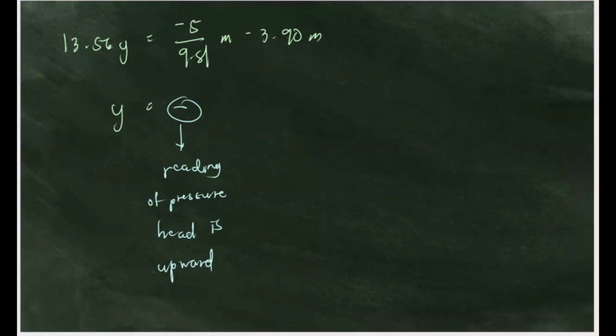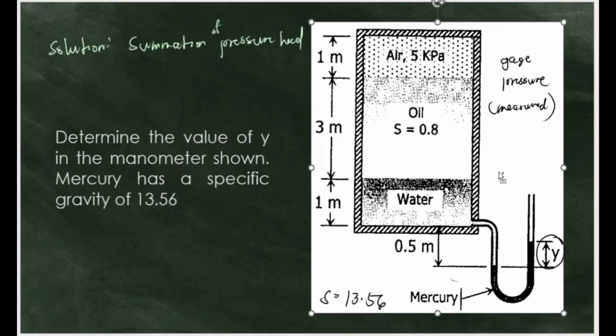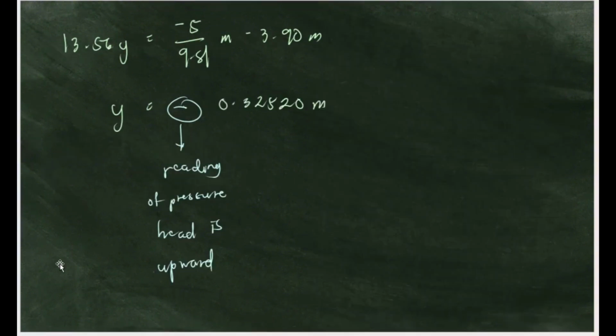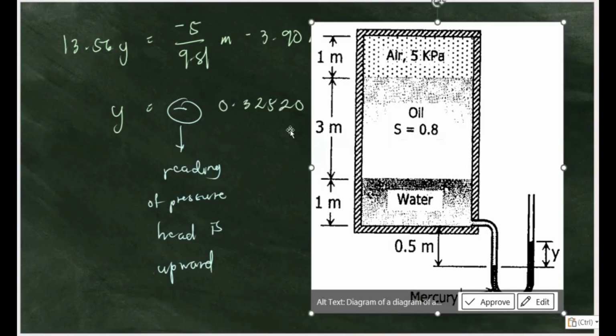So going straight to our calculator, our value of Y is equal to negative 0.32519 and so on, 0.3252 meters. So that is the distance. Going back to the illustration, this is our value of y that we solved. Okay?